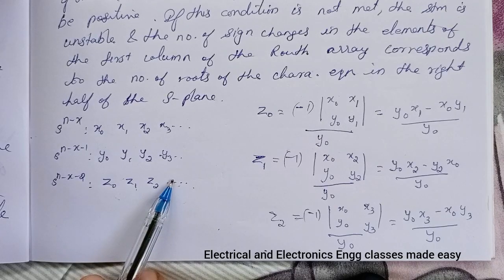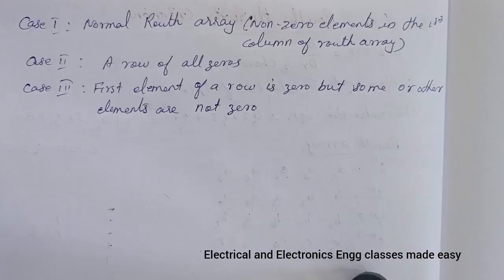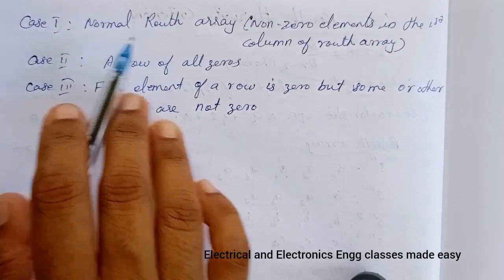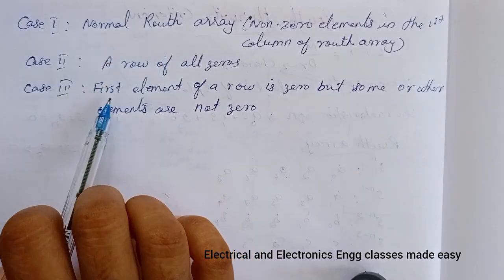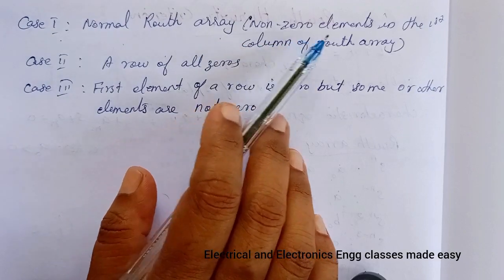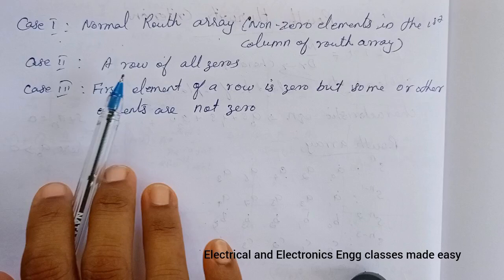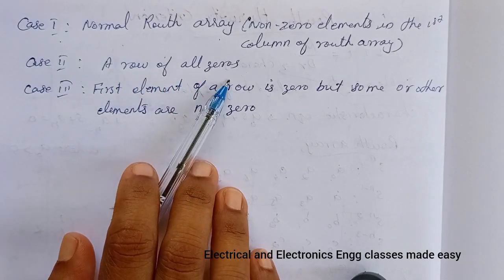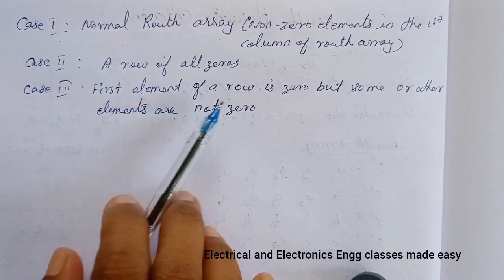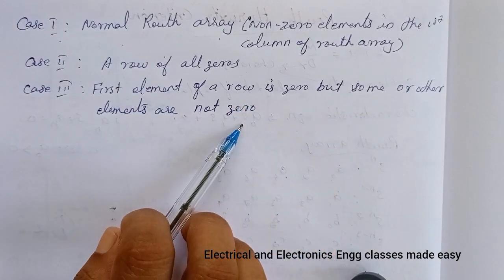Also, all the elements of any row can be multiplied or divided by a positive constant to simplify the computational work. In the construction of the Routh array, one may come across the following three cases. Case 1 is the normal Routh array, that is non-zero elements in the first column of the Routh array. Then case 2, a row of all zeros. Case 3, the first element of a row is 0, but some or other elements are not 0.